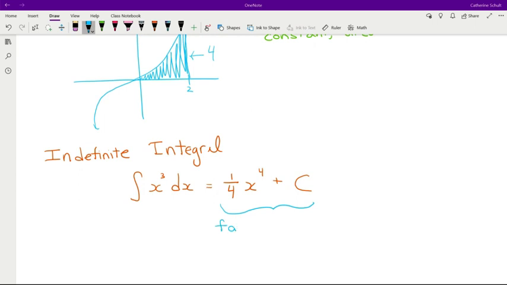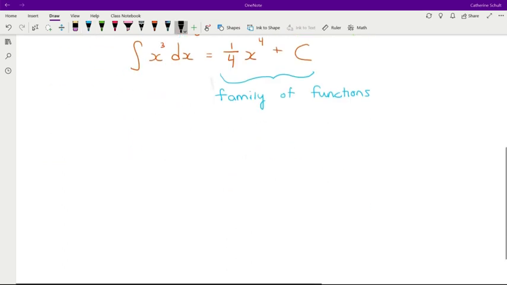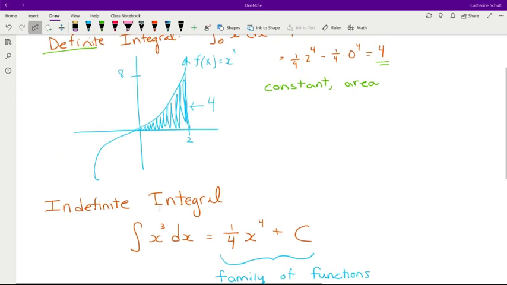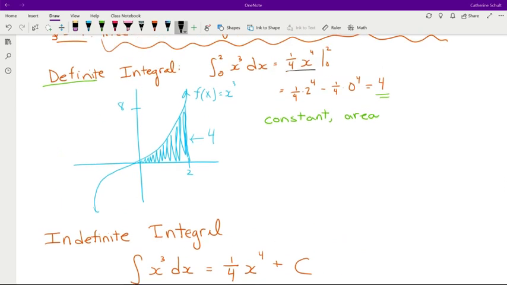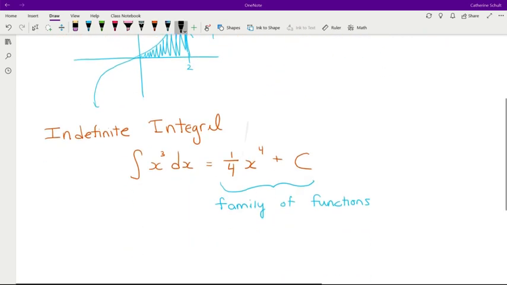Whereas before, the definite integral was a constant or represented an area. And we call it a family of functions because C can be infinitely many things. It could be 1/4 x to the 4th plus 1, or 1/4 x to the 4th minus a half, et cetera. All those are called a family of functions. The definite integral connects to the indefinite integral because when we take the definite integral, that's one of the family of functions.